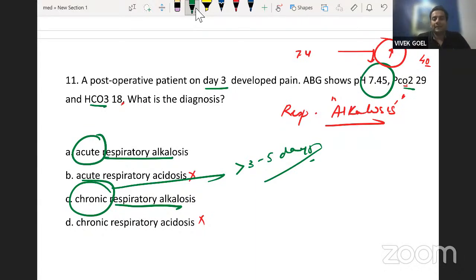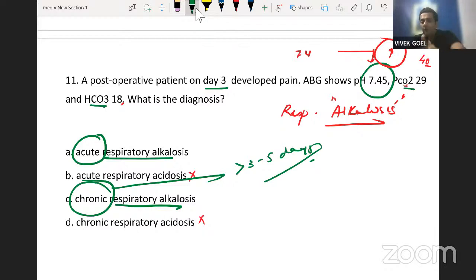Now, please understand that the patient has developed pain on day 3. The question does not say the patient has had pain for the last 3 days. If that was the question, then of course it would go more in favor of chronicity. If it is on day 3, then it goes more in favor of acute. So historically, I think it is going more in favor of acute, which is a very important clinching point.